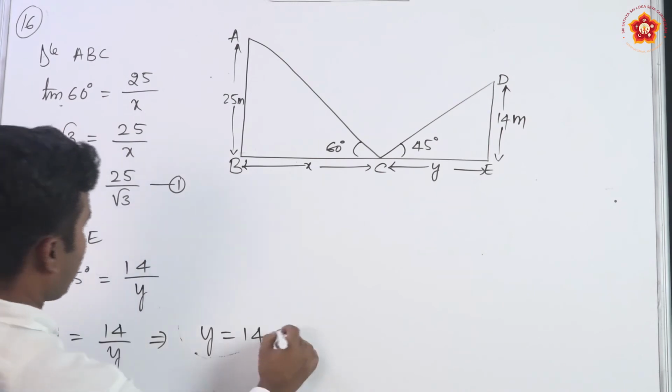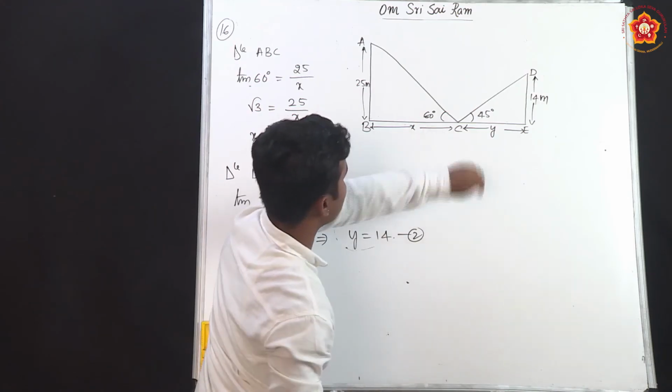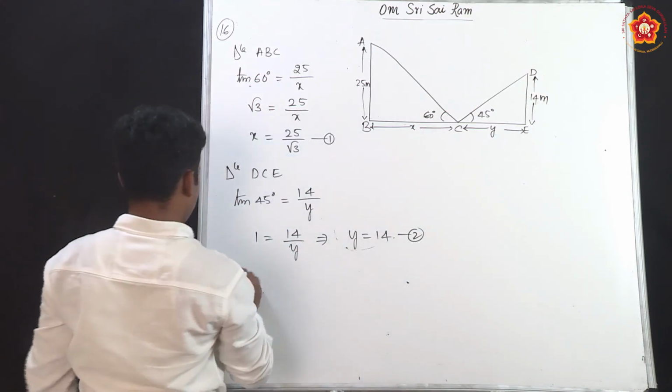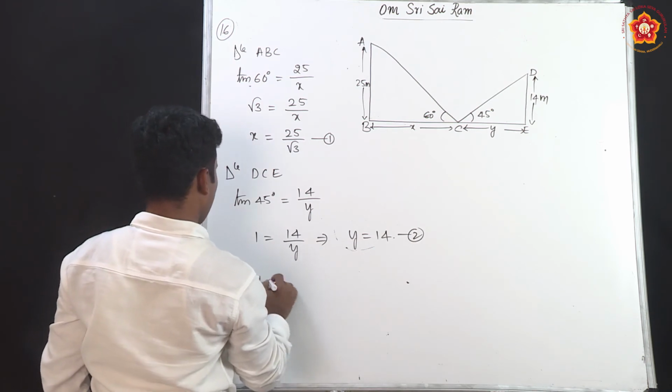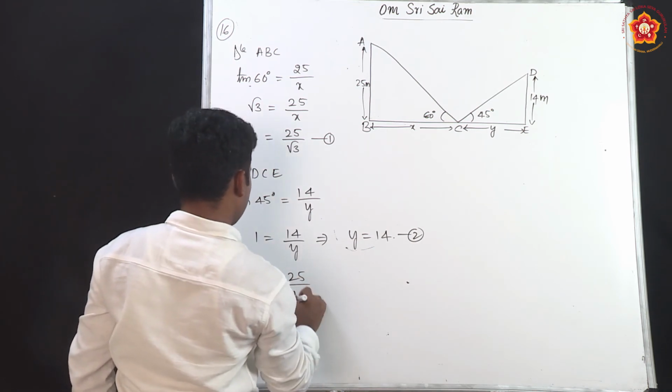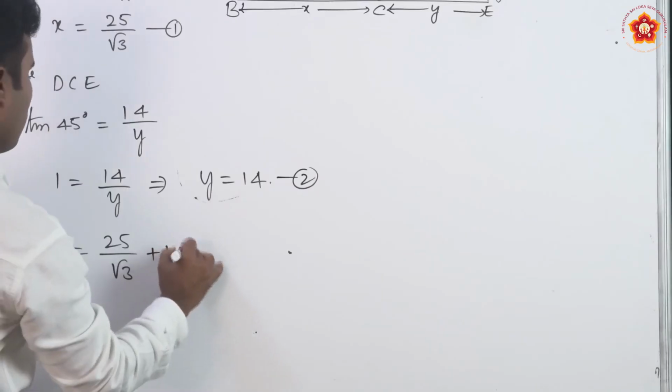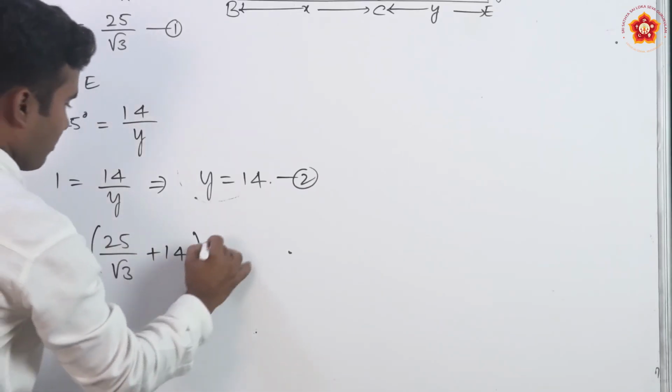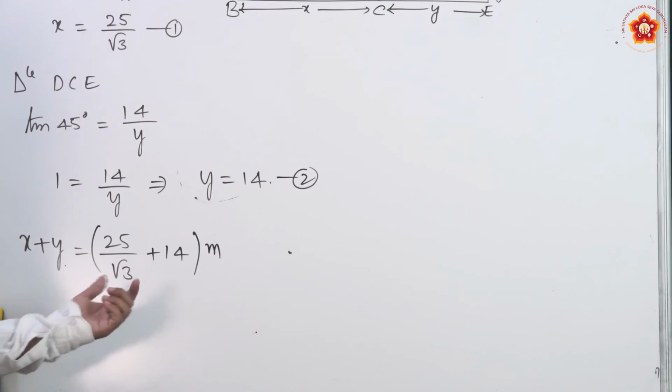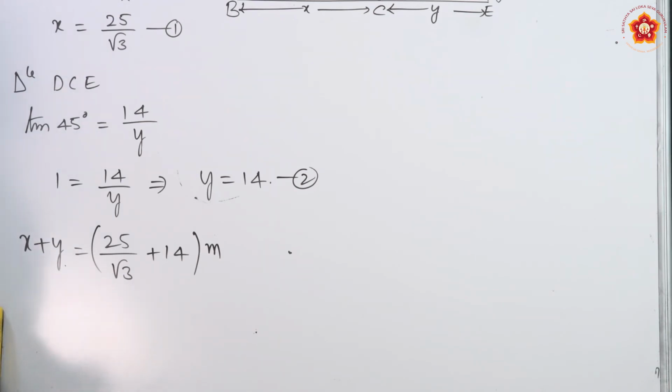Now from 1 and 2 we find the distance between these two towers, that is x plus y is equal to 25 by root 3 plus 14 meters. This is what we need to find. Next problem.